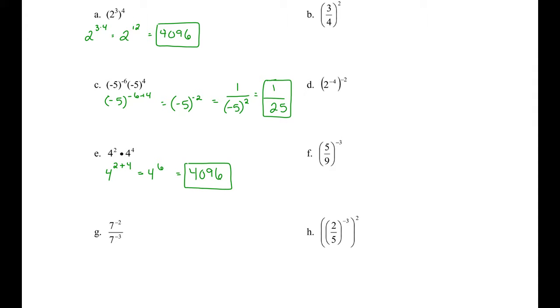And the last one, G, we are going to use the quotient of powers property. I have the same base in both the numerator and denominator. So we're going to keep the base and we're going to subtract the exponent in the numerator by the exponent in the denominator. Make sure that you don't lose that negative, because it was minus a negative. It really turns into 7 raised to the power of negative 2 plus 3. Which is 7 to the first power, which we can just write as 7. Please try and do the examples on the right side on your own.